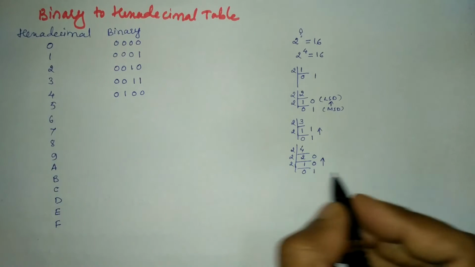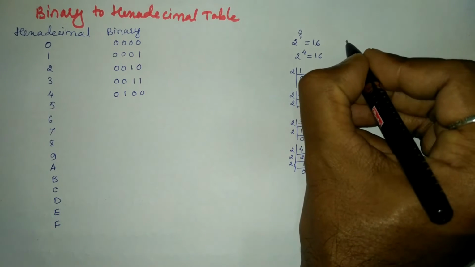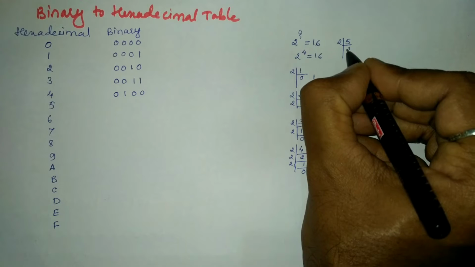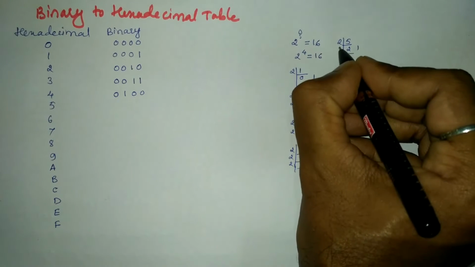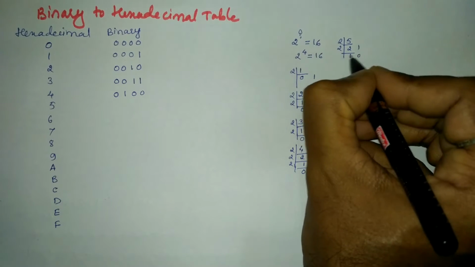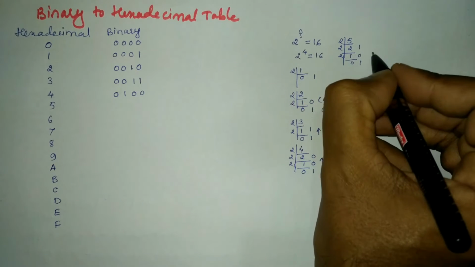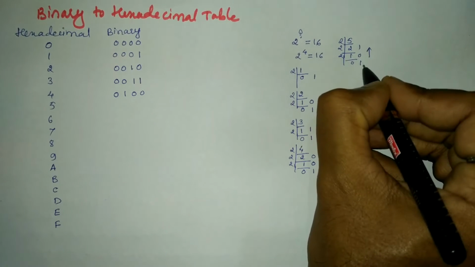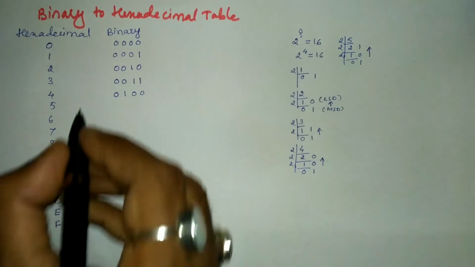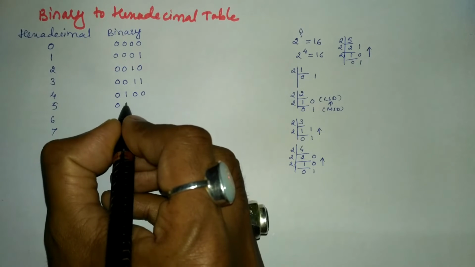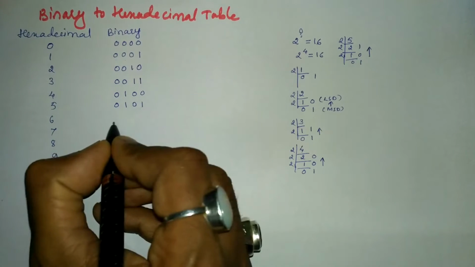Next 5. Similarly we are going to write 5 to be divided by 2. 2 2s are 4. 1 is the remainder. 2 1s are 2. 0 is the remainder. 2 zeros are 0, 1 will become the remainder. Here I have to write again from bottom to top 1, 0, 1. So here we have got 3 digits. The first bit is 0. Then I have to write 1, 0, 1.